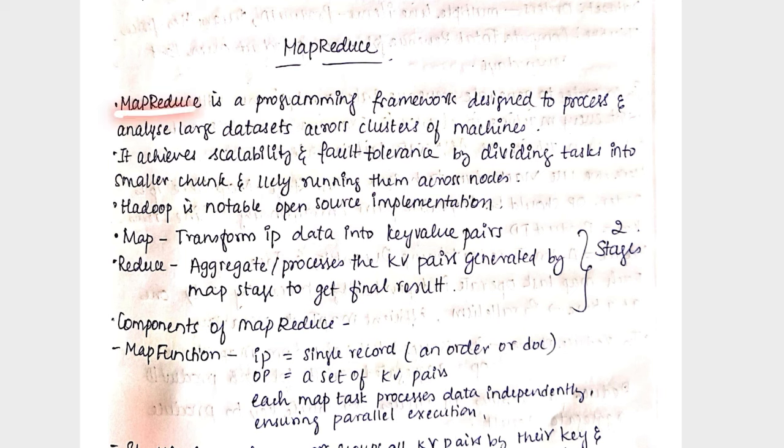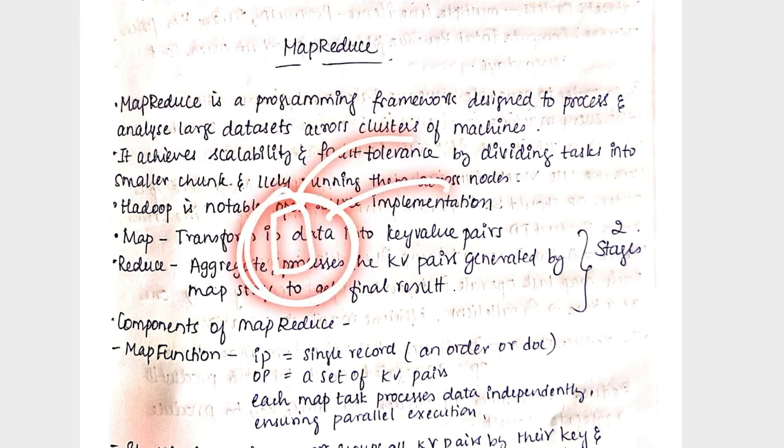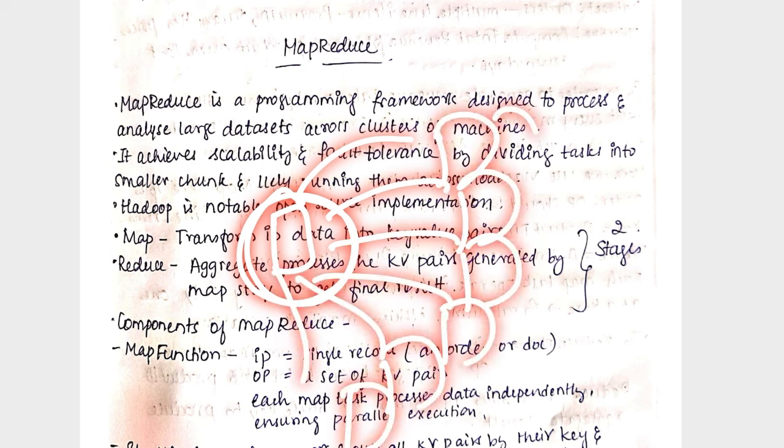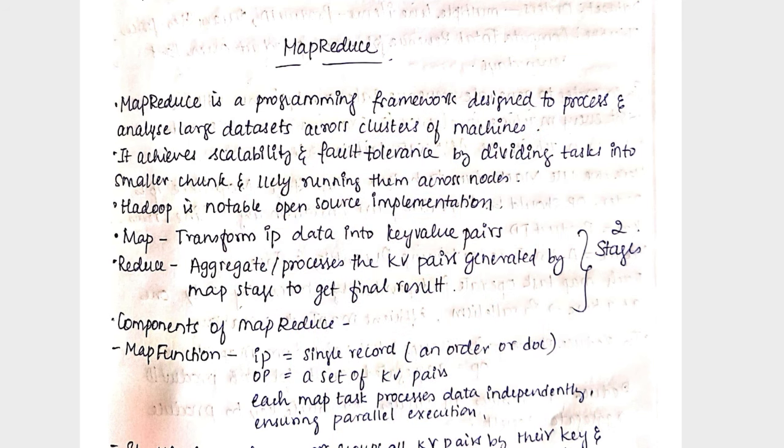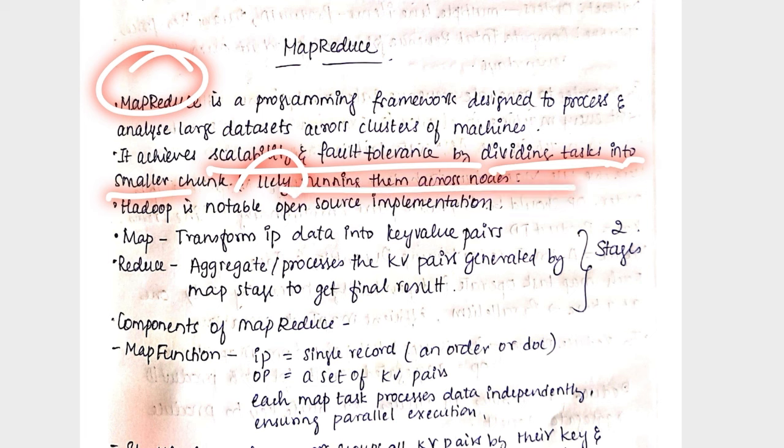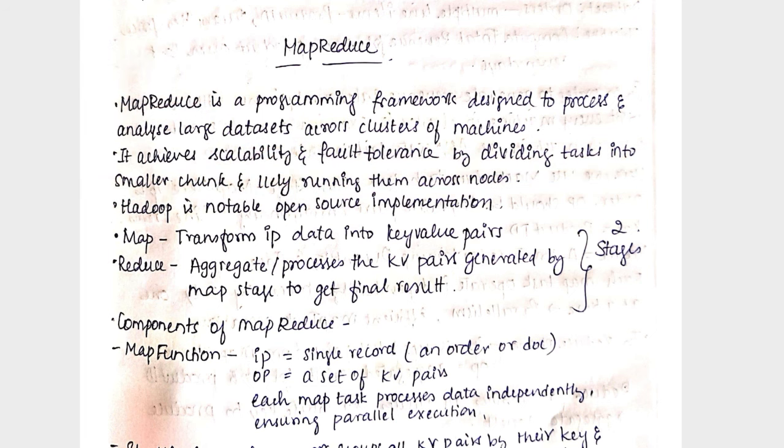So map reduce is a programming framework which is designed to process and analyze large data sets across clusters of machines. So we know that a large chunk of data is divided into different parts, and these parts would be further processed by making use of clusters of machines. By map reduce, we can achieve scalability and fault tolerance by dividing the task into smaller chunks and running them in parallel on multiple nodes or multiple servers. Hadoop is the notable open source implementation which is well known for the map reduce technique.